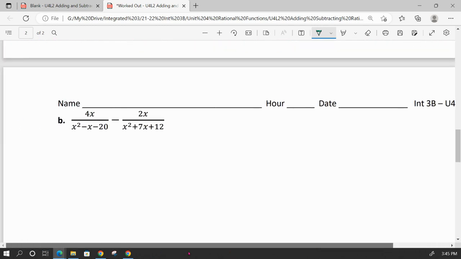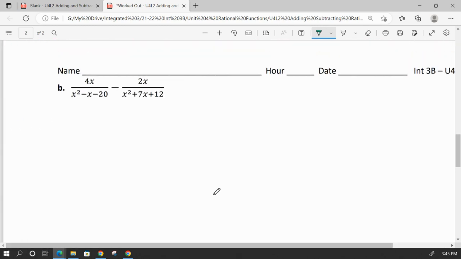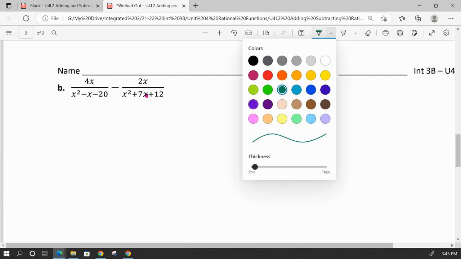All right, next example. We're going to start out the same way. We're going to factor those denominators. So a lot of factoring involved in these problems.